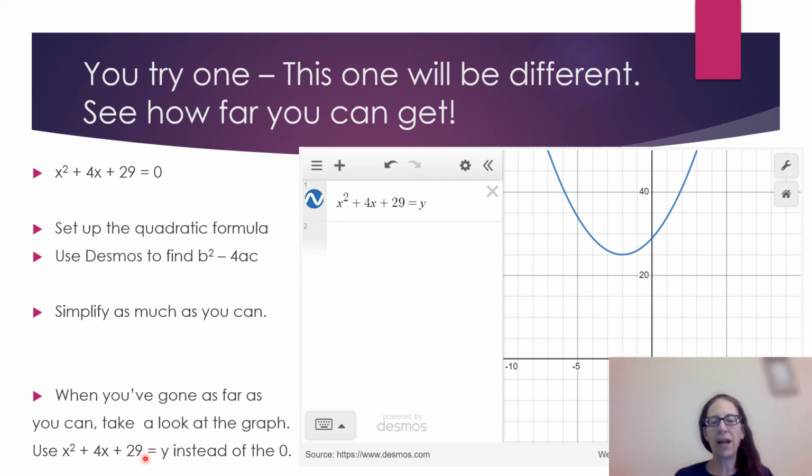Now, if you think about what x-intercepts are, x-intercepts is where y is equal to 0. It's going to allow us to see what the parabola actually looks like for this problem. So pause the video and take some time and work that out.